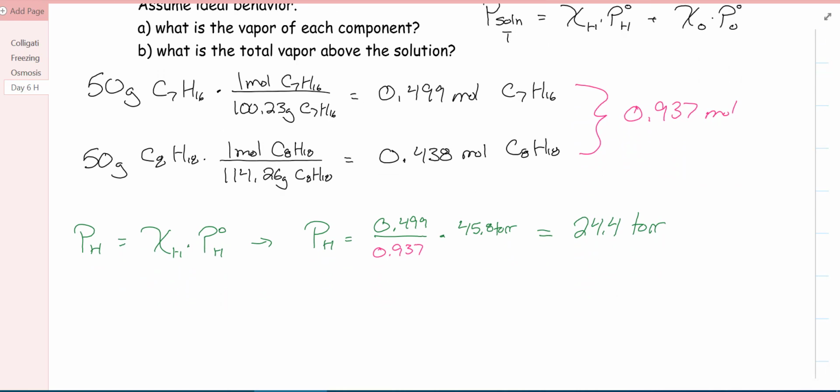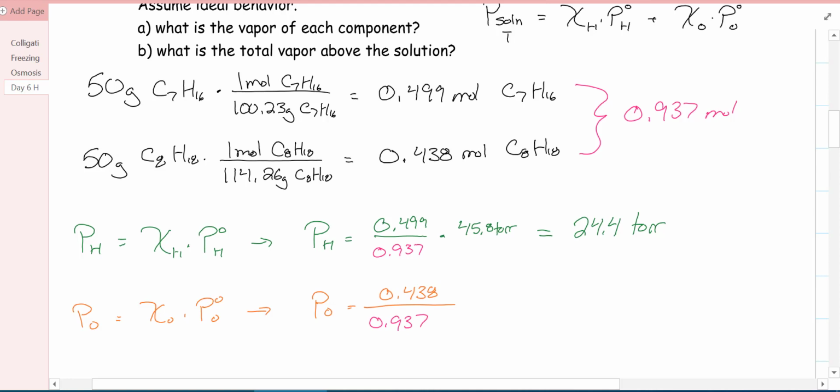Fun stuff. Let's do octane now. Pressure of octane is equal to the mole fraction of octane times the pure pressure of octane. So that would be 0.438 over the 0.937 moles times 10.9 torr, and that would be what, 5.10. Oh, it didn't change back to orange. I apologize for that. Let's change it back to orange. 10.9 torr, and that equals 5.10 torr.